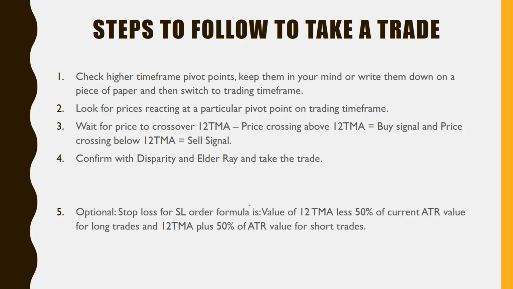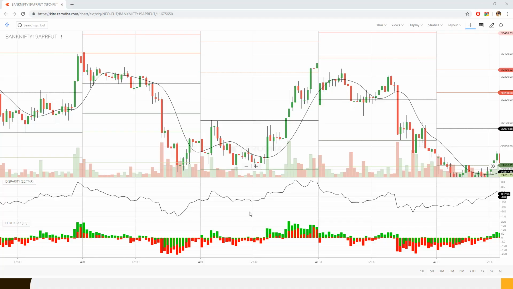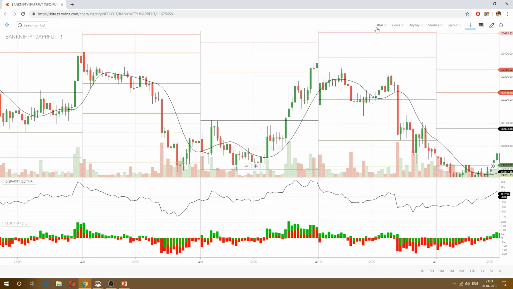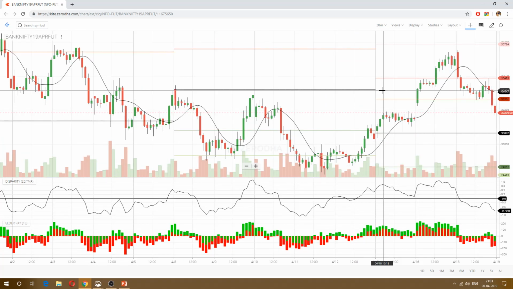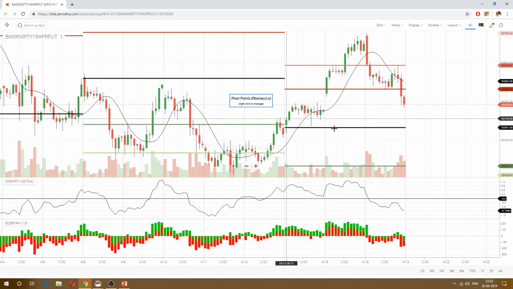All right, so I'll try to keep it as simple as possible. You need to check higher time frame pivot. I will mostly stick to bank nifty for this example. I don't have any other charts, so I'm trying to keep it to one single script. So let's go to 30 minutes since I will be explaining 10 minutes chart.